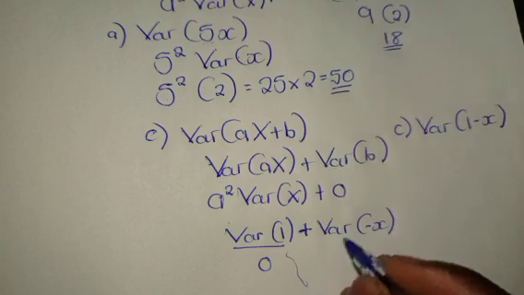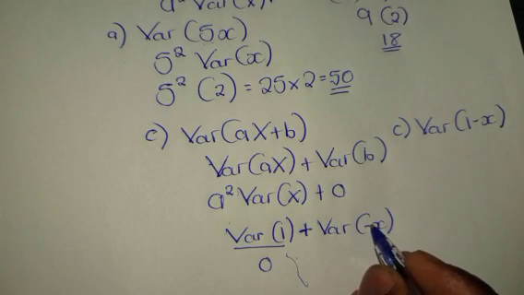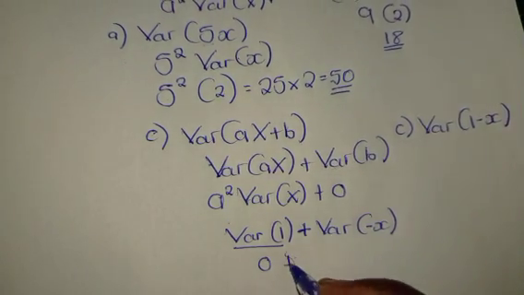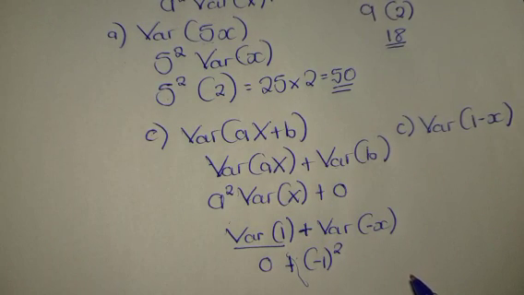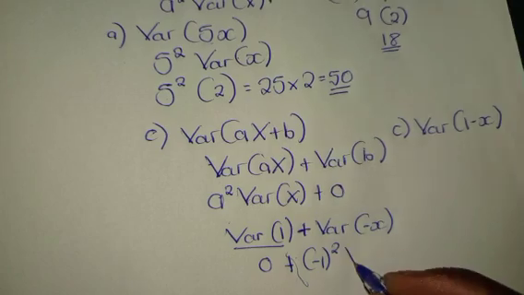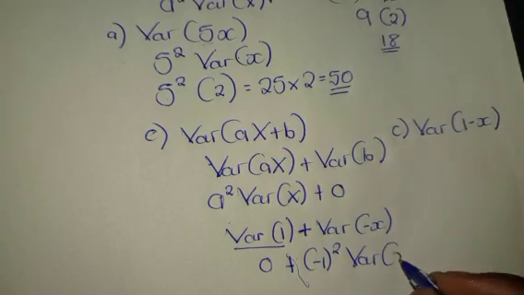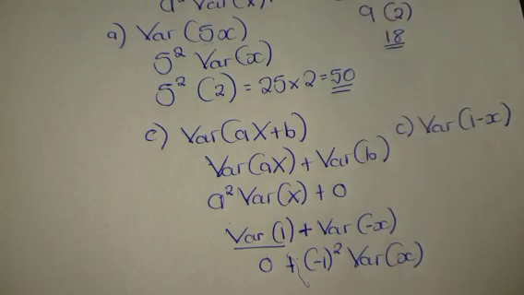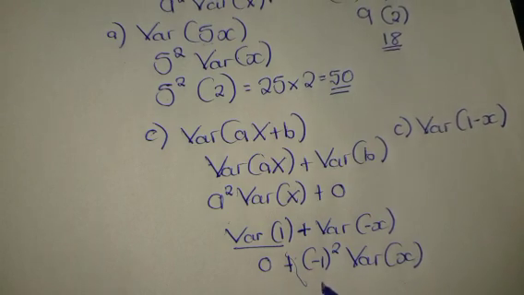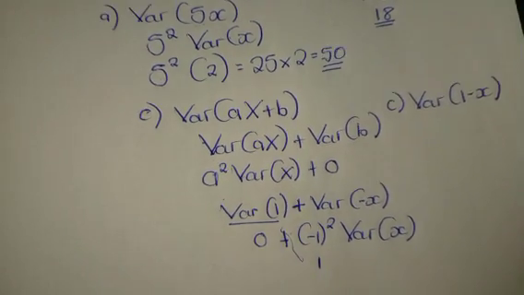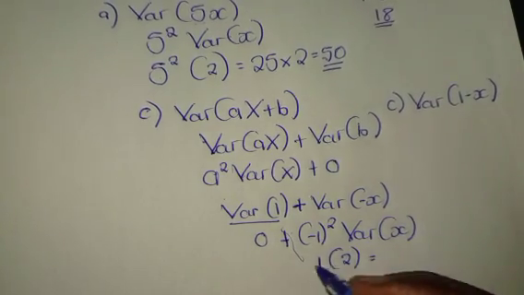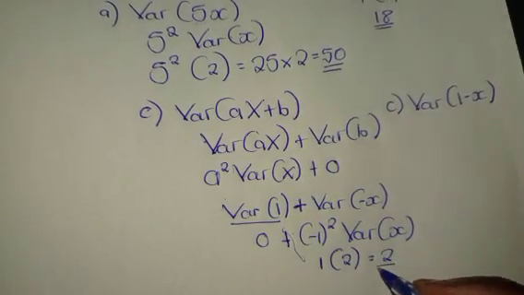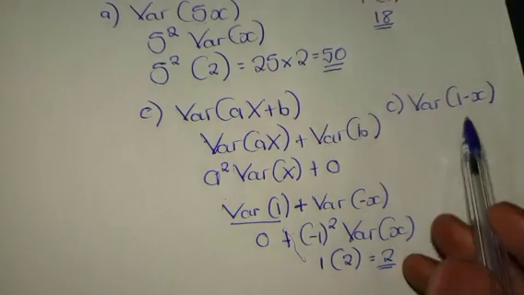So if you were to factorize this negative 1, it will become negative 1 squared according to the rules of variance, which is property number 2, and you will remain with the variance of x, where you know negative 1 squared is the same as 1, and the variance of x is the same as 2. So 2 times 1 is 2. So this is the variance of 1 minus x.